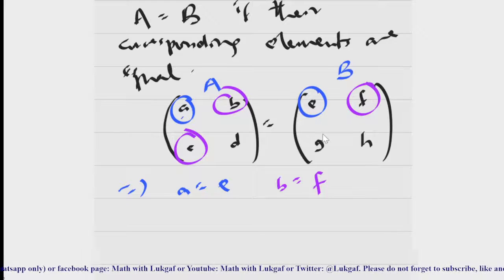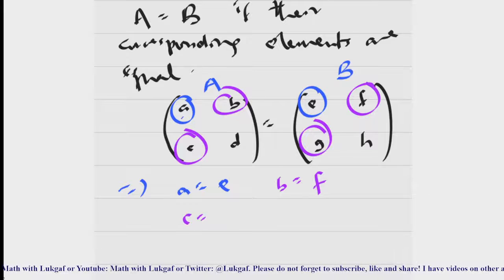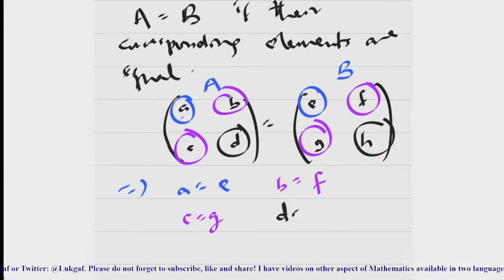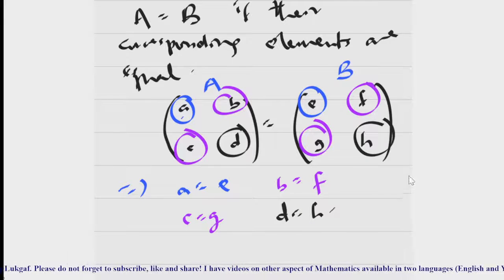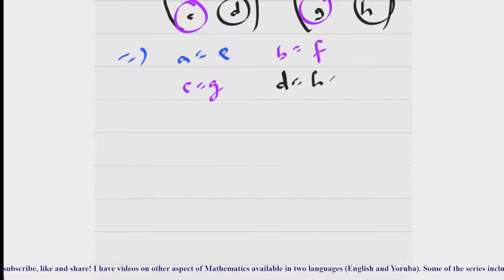Row 2, column 1 of this matrix is the same thing as row 2, column 1 of this matrix, c is equal to g. And lastly, d is equal to h. Row 2, column 2 is equal to row 2, column 2. If you understand that, now let me give you an example to back it up.